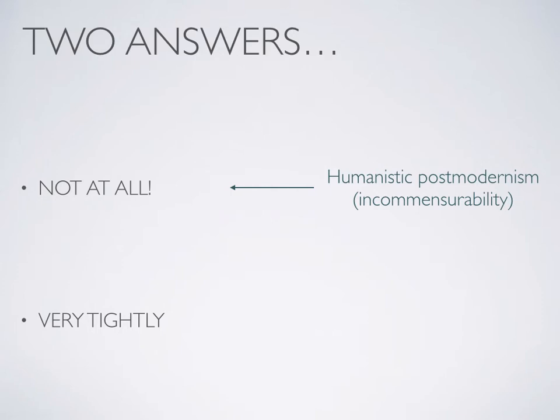And if that sounds like a bunch of gibberish, please forgive yourself. It's a lot of polysyllabic words, and I've summed it up with another polysyllabic word, incommensurability. Humanistic postmodernists believe that every culture is unique, and every human within every culture is unique. And therefore it's very difficult to understand one culture from the perspective of another, or even one person from the perspective of another.